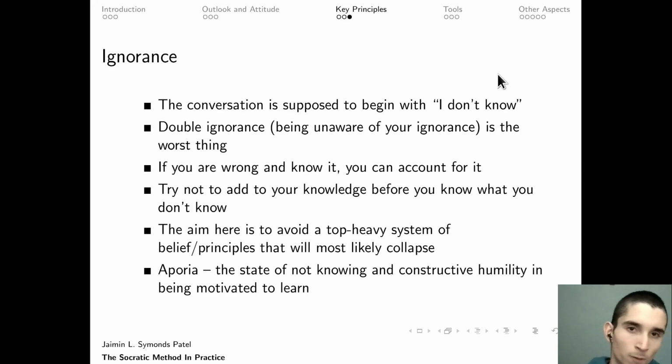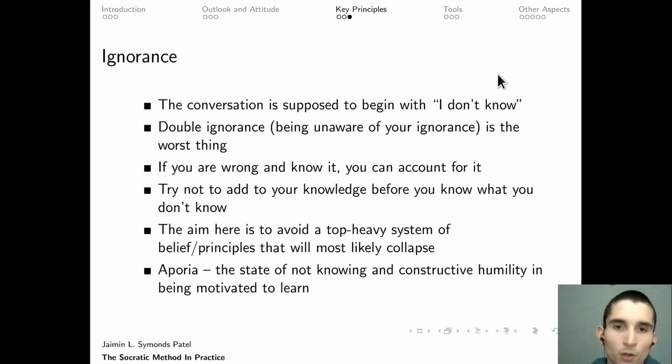Because if you're wrong and you know it, you can account for it. And that's useful to us, because when you enter this new realm of knowledge that you know you don't know too much about, only then can you go into it cautiously and seeking new knowledge from others. The aim is also to try to not add to your knowledge before you know what you don't know.